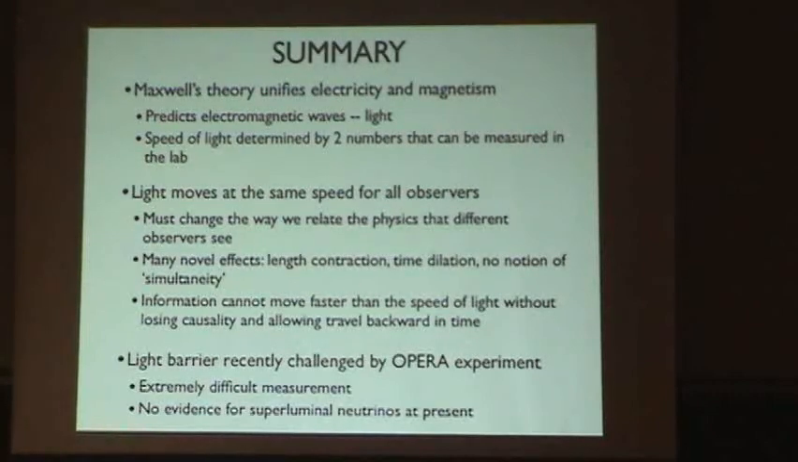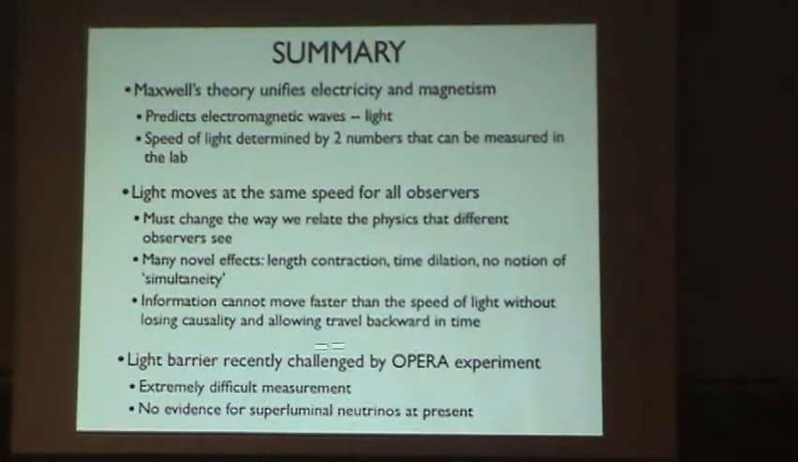The summary takeaway points from today's lecture: Maxwell's theory unifies electricity and magnetism and predicts electromagnetic waves. And the speed of light can be computed from two numbers that you measure in a lab. This means that the speed of light is an absolute thing, which is weird because we're used to thinking of speed as a relative thing. It forces us to admit that light moves at the same speed for all observers. We have to change the way we relate the physics seen by different observers. Lots of new effects, length contraction, time dilation, we talked about, but also the loss of the notion of simultaneity. There's no notion of two things happening at the same time because that depends on who's observing it.